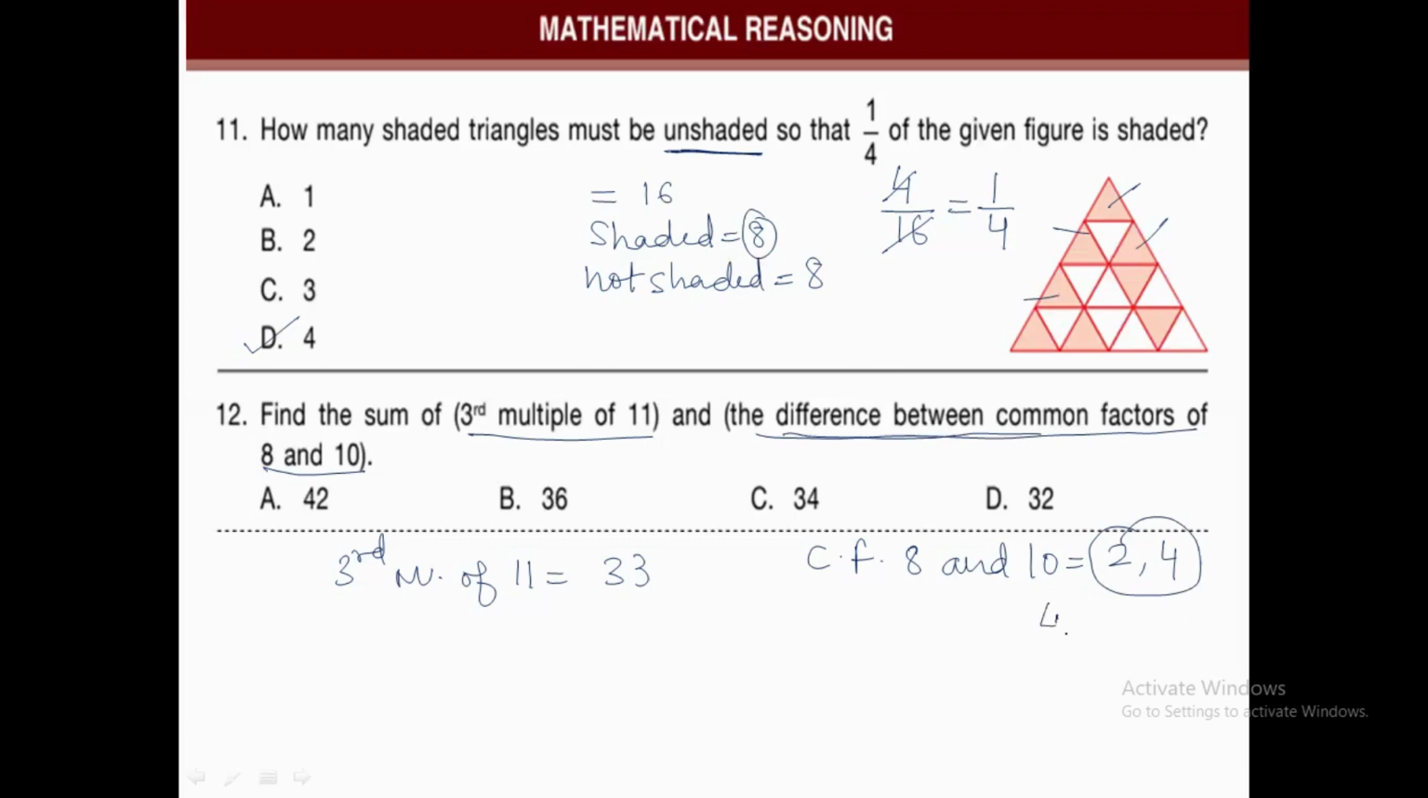When we subtract these two numbers, what are we getting? We are getting the number 2, correct? And here is the number 33. Now the question says we need to find the sum of these two, so we will add them. 33 plus 2.